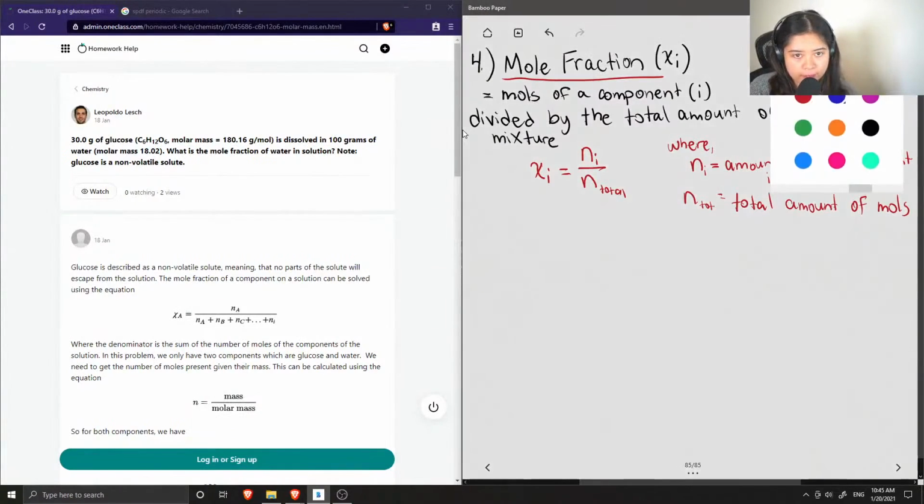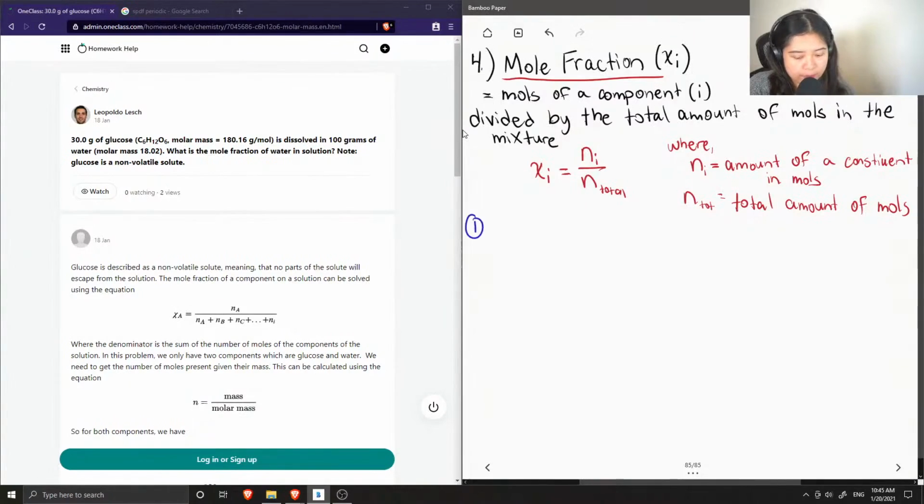Okay, so let's break up this solution into different steps. Step 1 would just be to find the number of moles of both glucose and water. Let's recall that the equation for finding the number of moles is just mass over molar mass.